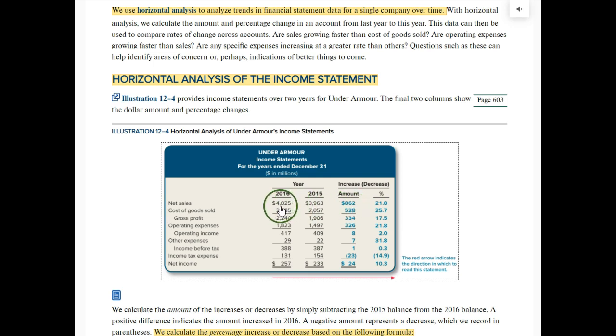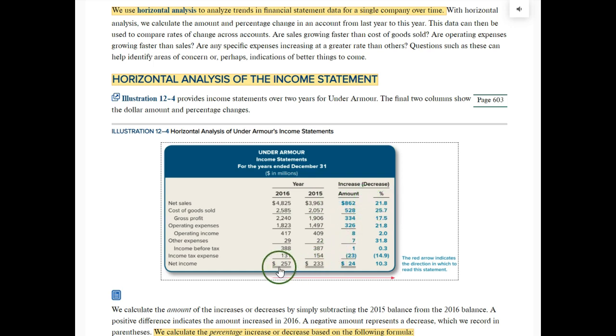So net sales, 48.25 minus 39.63 gives us an increase of 862. Of course, this is in millions of dollars. This is a 21.8% increase. And you do that for each one. You take the latest year, subtract the earlier year, and then divide by the earlier year number. So you'll divide 862 by 39.63 to get the 21.8%.